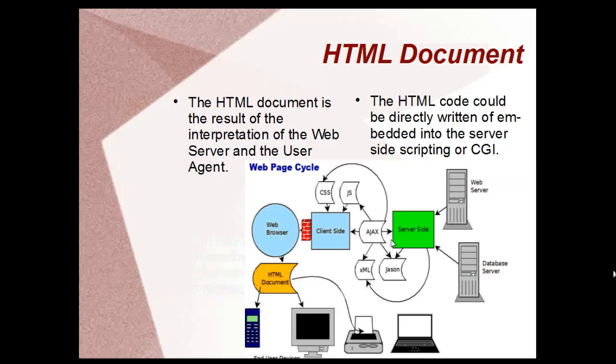The web page cycle. This is the server side. The server side is what comes directly from the web server and the database server. So everything that happens around here is the server side. The server side might use XML and JSON in order to manipulate data, and here Ajax is the middleman between the client side and the server side.